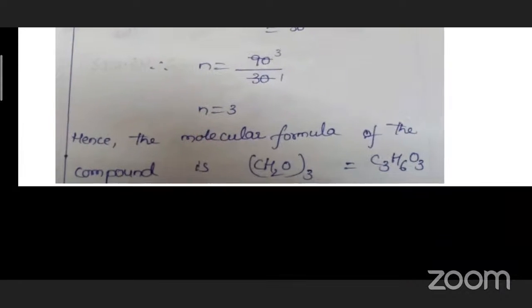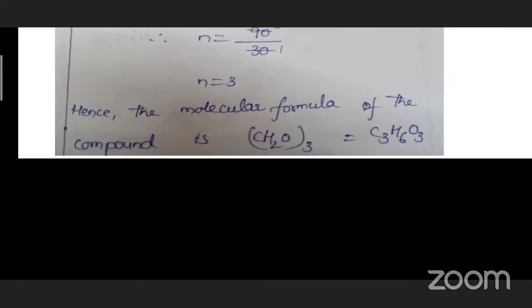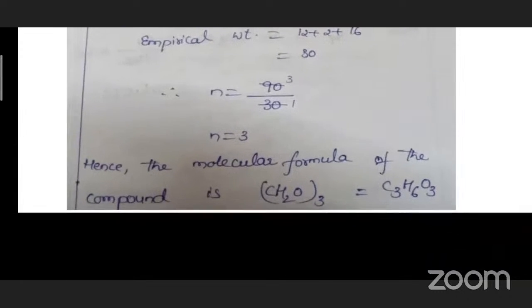So we got the value of n. We know the empirical formula. Now we have to write down the molecular formula. The molecular formula is CH2O taken thrice. That means you multiply this 3 to these elements, so we will be getting C3H6O3. I hope you have understood it.